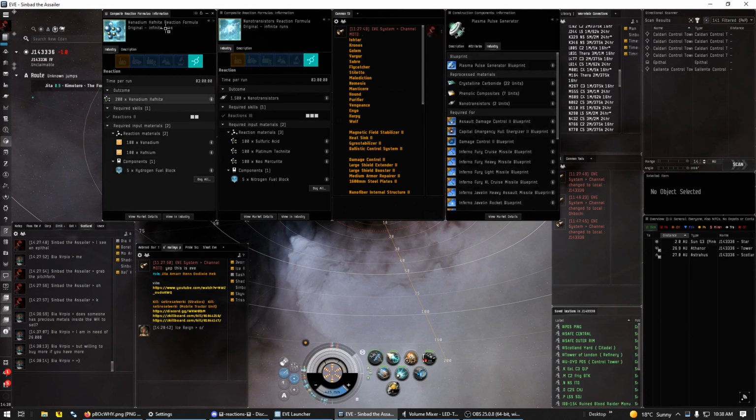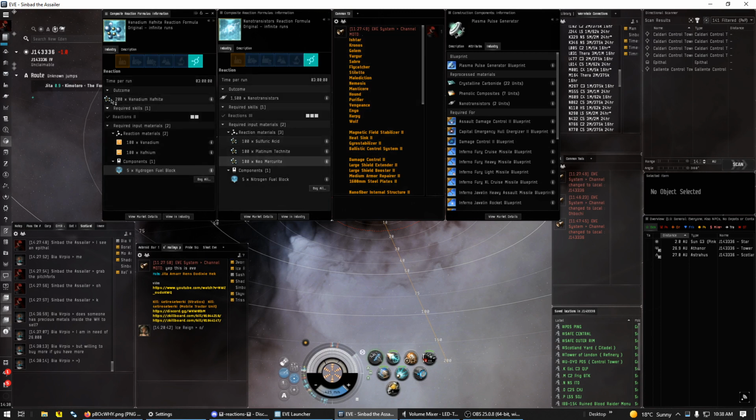So this is an example of a processed materials reaction formula. This is the moon goo, and you throw in a bit of fuel with it, and then you react it, and you come out with the processed material. This is an advanced materials reaction formula. You can see that you put in these products along with some fuel, and then out comes the advanced materials.